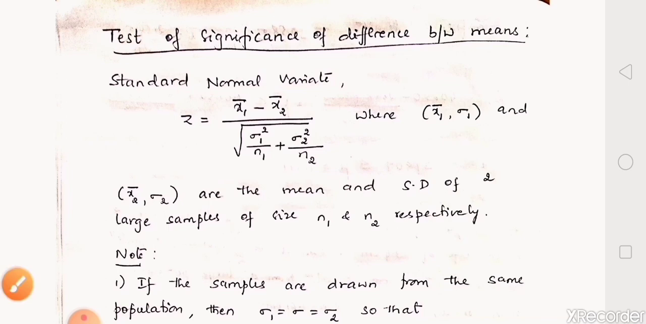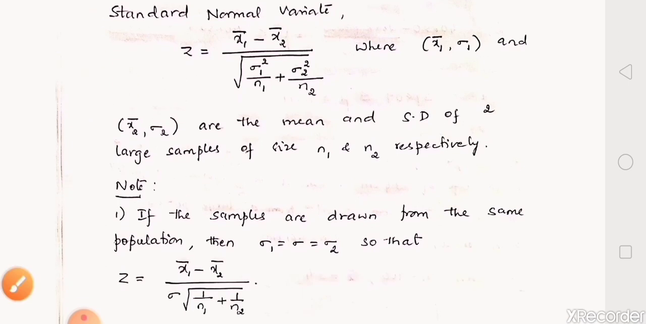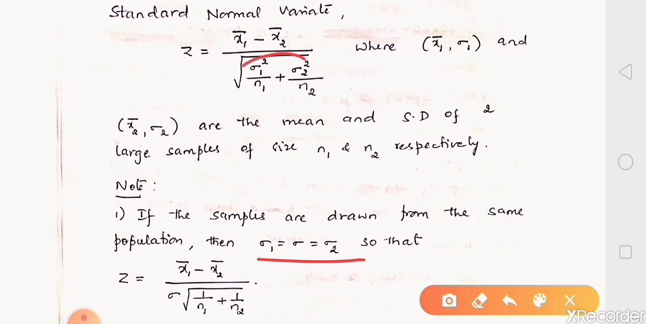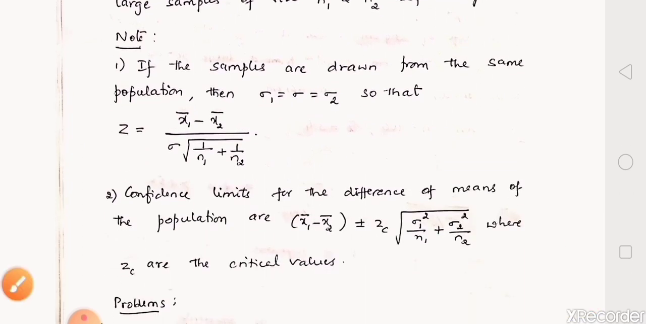Note, if samples are drawn from the same population, then sigma 1 is equal to sigma 2 is equal to sigma. So if we substitute this here, the sigma square will be common in the denominator. We will take it out of the square root, so that the expression for z will be x1 bar minus x2 bar whole divided by sigma into square root of 1 by n1 plus 1 by n2.